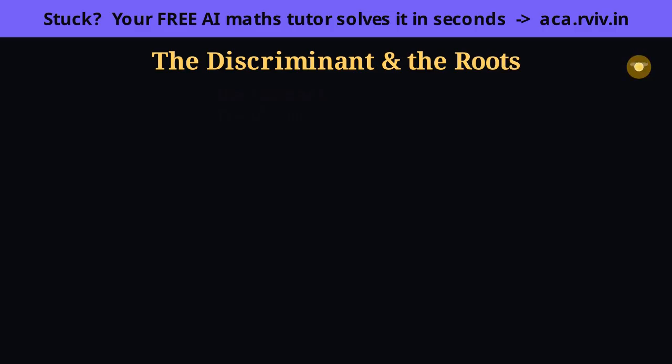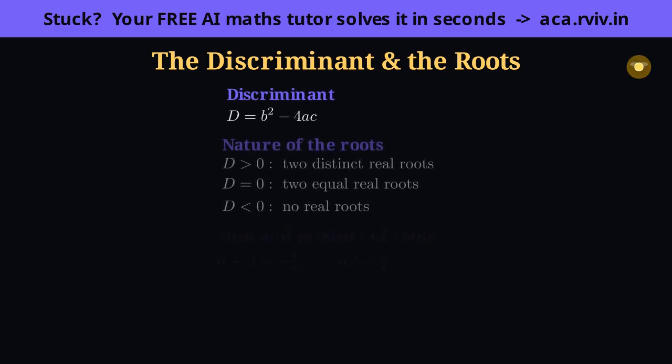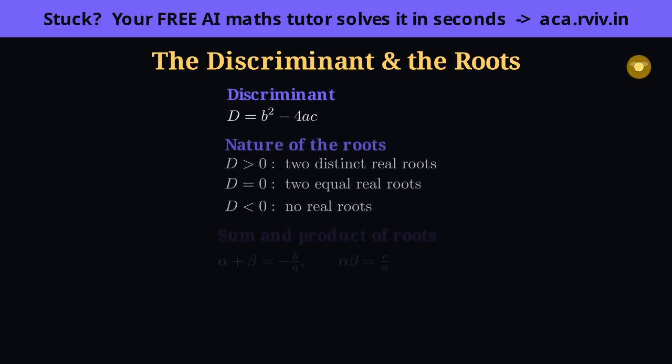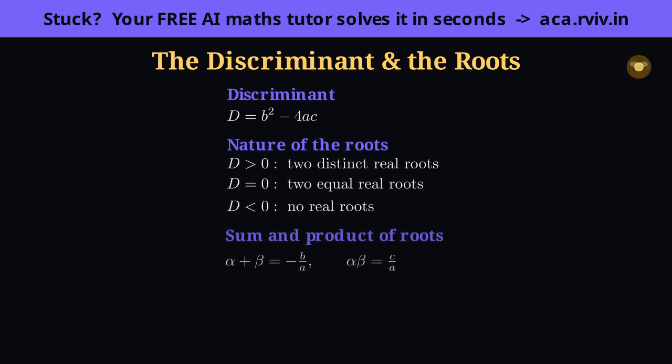And there's more you get for free. The sum of the roots is minus b over a and the product is c over a. These come from the formula too, since adding the plus root and minus root cancels the surd to give minus b over a, and multiplying them is a difference of squares that collapses to c over a. So you can know the sum and product without solving at all.